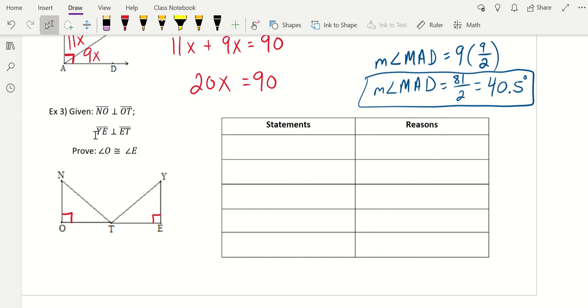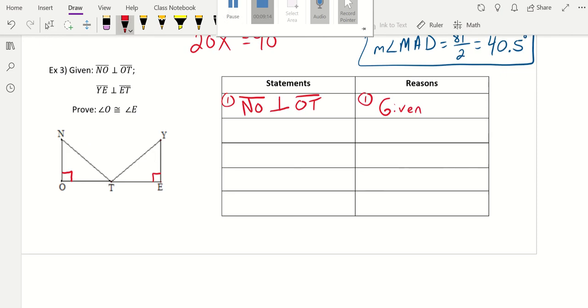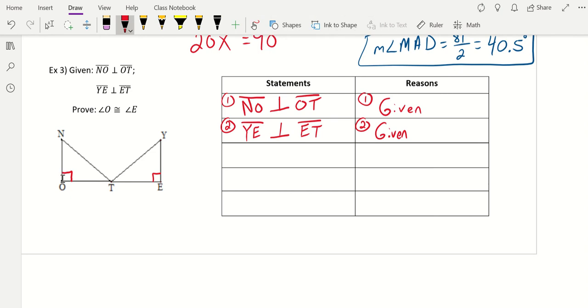So the given information is located right here, and the reason is going to be given. It looks like this. So NO is perpendicular to OT, and our reason is given. Our second statement is going to be our other given information. So that is YE is perpendicular to ET. That is also given. Okay, if NO is perpendicular to OT, what does that tell us? That tells us that angle O is what? Angle O is a right angle.